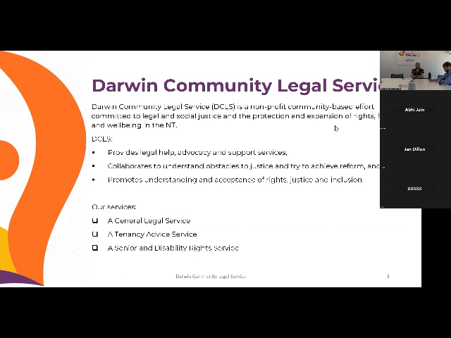We have a tenants advice service that advises and assists tenants in matters under the Residential Tenancies Act. And we also have a seniors and disability rights service. They consist of a number of advocates that help people with all sorts of matters, including disability support pension applications and dealing with the National Disability Insurance Scheme.